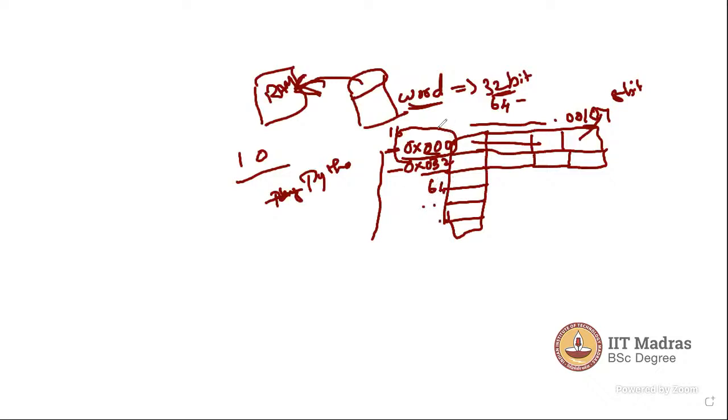If you want to retrieve the content, I have already told you about the magnetic disk. How it will be arranged, if you see this top view of the disk, it will be arranged in sectors and tracks.